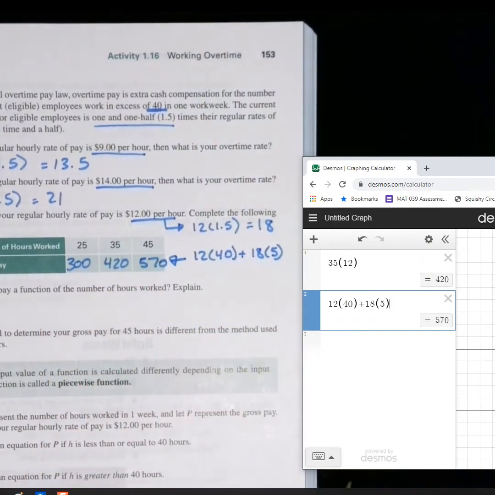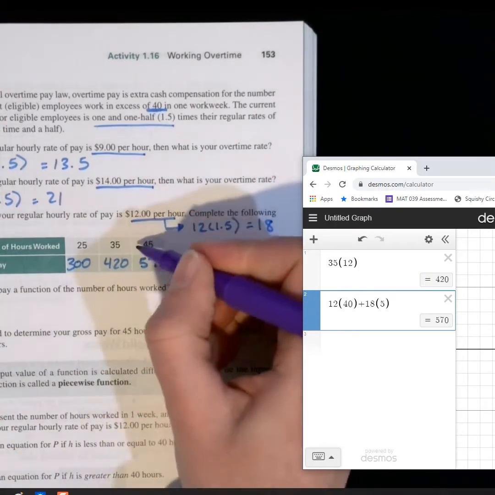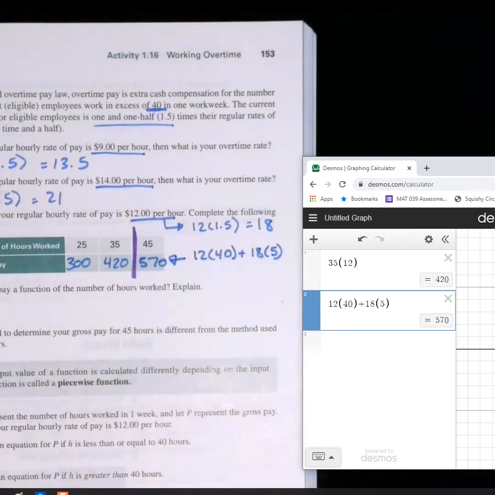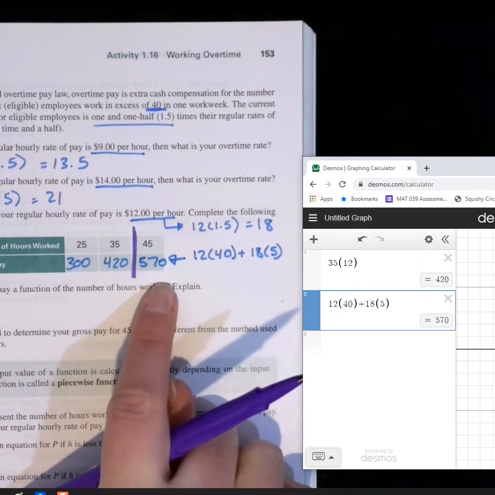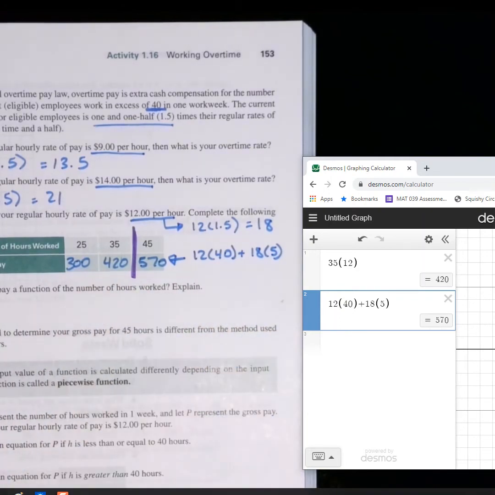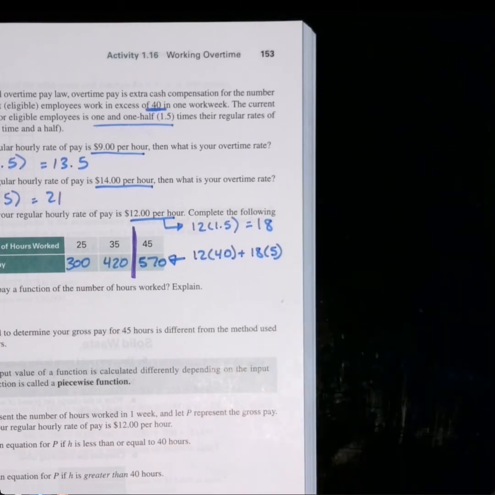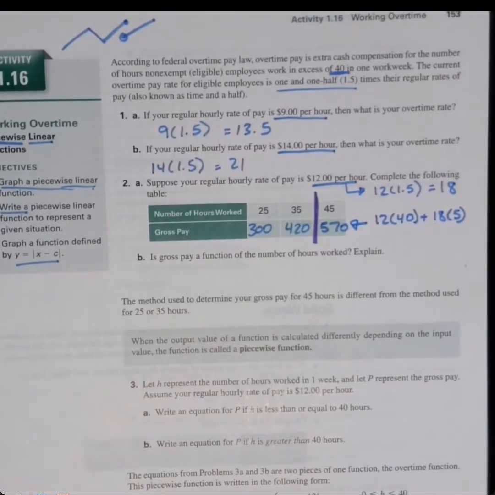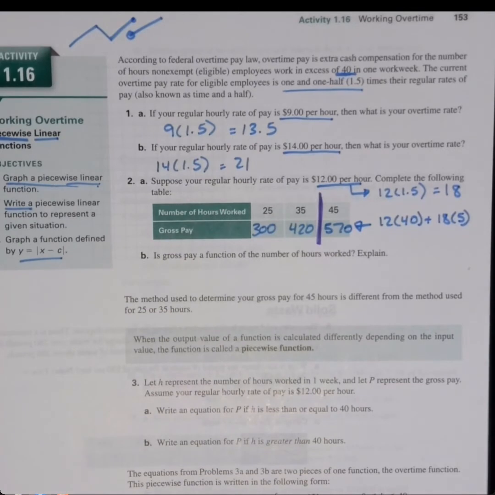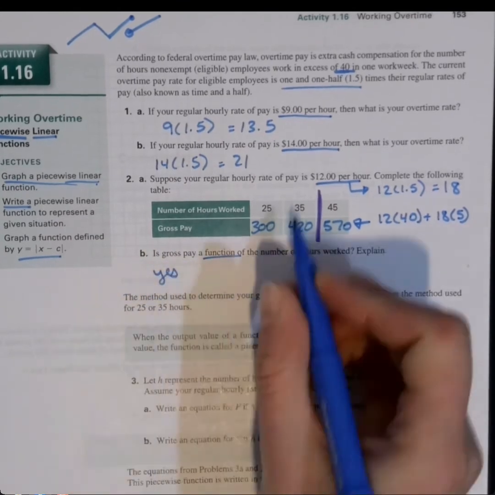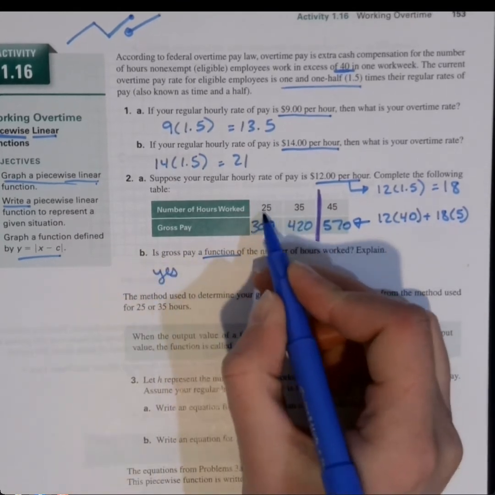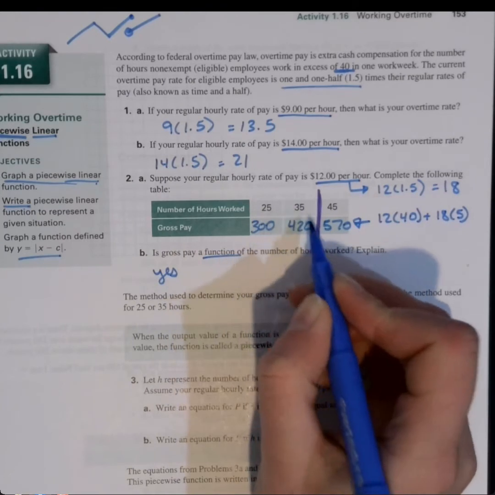So we can see here that the way that we computed the values when I worked under 40 hours was different from the way I computed the values when I worked more than 40 hours. All right, so is gross pay a function of the number of hours? It is. Yes, it is a function because for each number of hours worked, there's one correct gross pay.